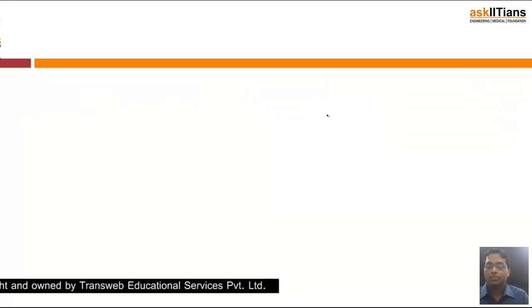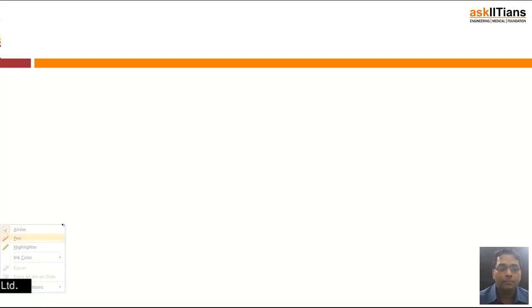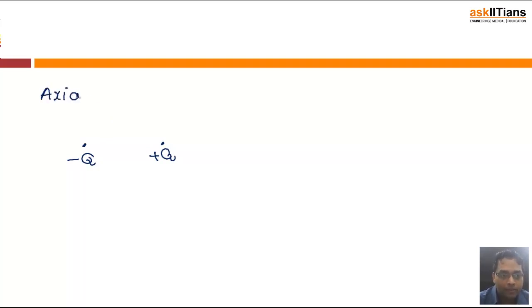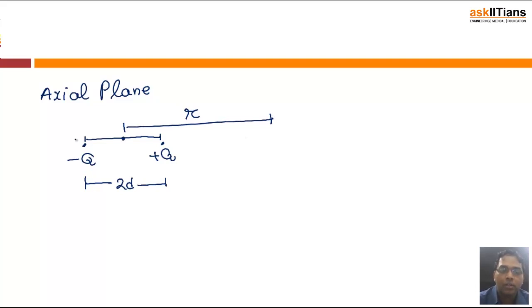If you remember, we had discussed the electric field due to an electric dipole. In a similar manner, we can talk about the electric potential due to an electric dipole. We are going to take two combinations, then come to the general combination. Let's say I have a minus q charge and a plus q charge, in the axial plane. The distance between them is 2d, and from the center, at a point P at a distance r, we are trying to find the potential. How exactly are we going to do it?